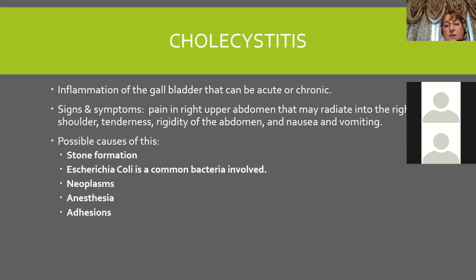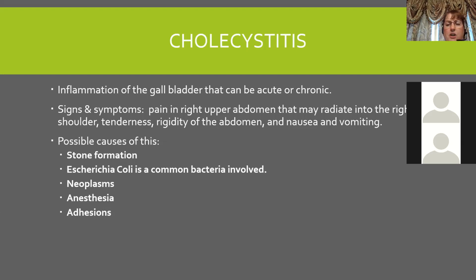So when we say cholecystitis, we're talking inflammation of the gallbladder, and this can be acute or chronic. As far as signs and symptoms go, if you think someone has this, typically they're going to have pain in their right upper abdomen that radiates into their right shoulder, which always seems weird to people, but yeah, it always goes to the right shoulder. You would have tenderness, rigidity of the abdomen, and also probably some nausea and vomiting that goes along with it. You may have a little bit of a temperature.